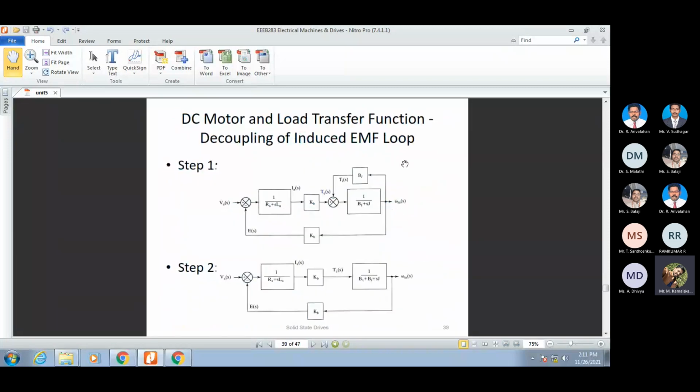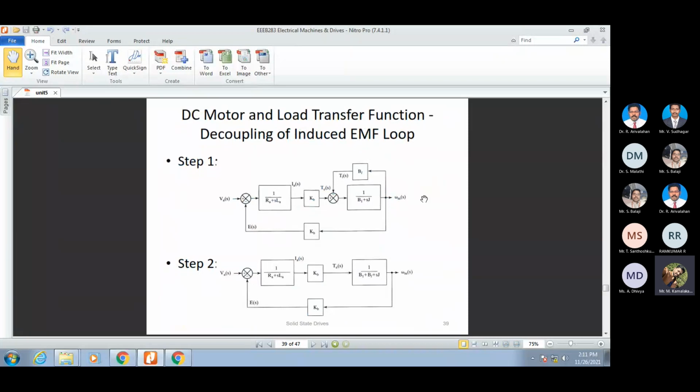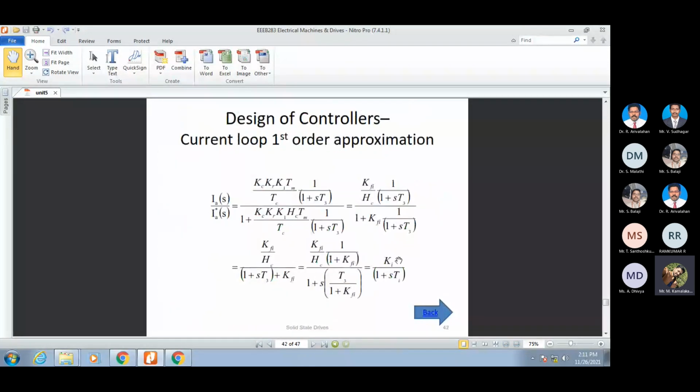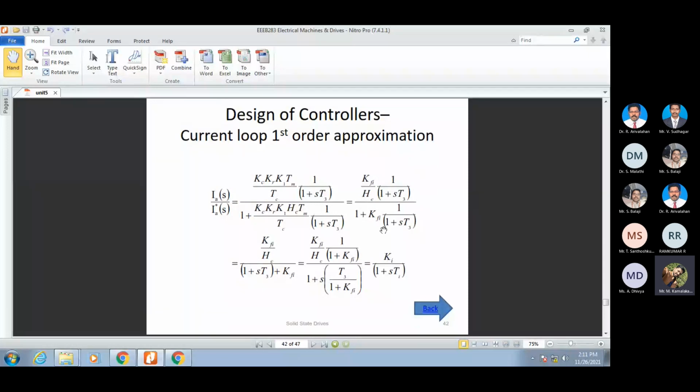For the field weakening mode, we have known that there is an EMF loop and a current loop. For the EMF loop, we are decoupling it with several stages, and previously we derived the value of firing angle alpha equal to cos inverse of VC divided by VCM. VC is the control voltage and VCM is the maximum controller voltage. For the current control of the armature after the first order approximation, there is a detailed derivation for this approximation given over here.